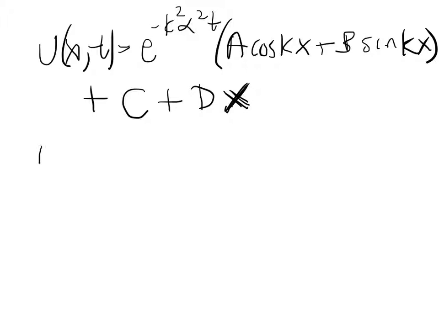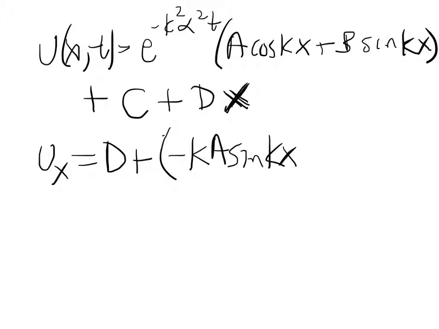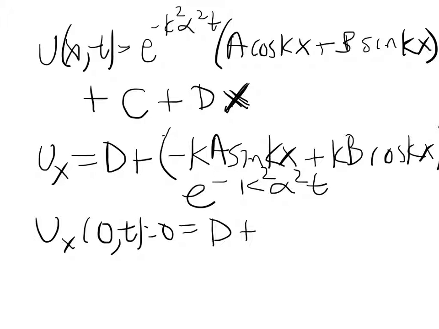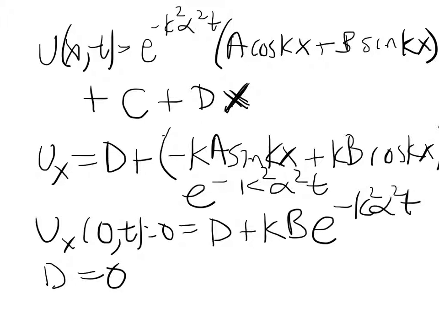And the way we do that is by applying our boundary conditions. The first boundary condition was u_x of 0 comma t, at whatever time, is equal to 0. So first let's find u_x, and that gives us d plus (minus k a sin kx plus kb cos kx), that expression times e to the minus k squared alpha squared t. And if we're looking at u_x of 0 comma t, which we know is equal to 0, that's going to give us d plus kb, because the cosine expression is equal to 1, times e to the minus k squared alpha squared t. And the conclusion from that is that since that is equal to 0, d is equal to 0 and b is also equal to 0.